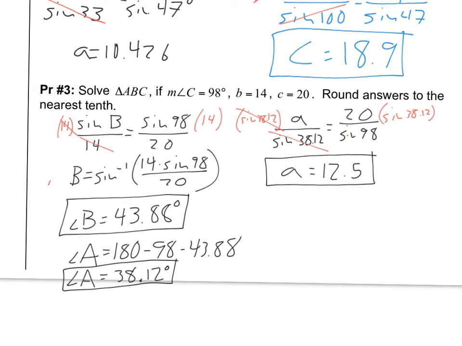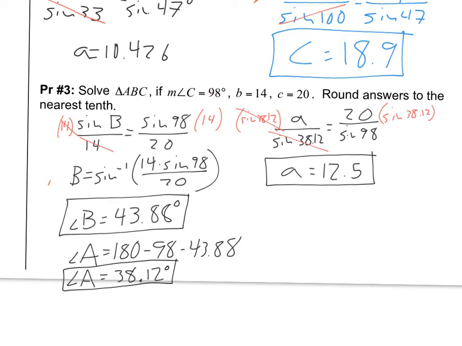Okay, so the first thing I did is I tried to find angle B since I already knew side B. So I said sine of B over side B of 14 has to equal the sine of angle C, which is 98, over side C, which is 20. Went ahead and solved that, ended up getting angle B equaling 43.88. I then can very easily find angle A because I know that this angle and 98 have to add up to 180. So 180 minus 98 minus 43.88 is 38.12. So now I have all three angles.